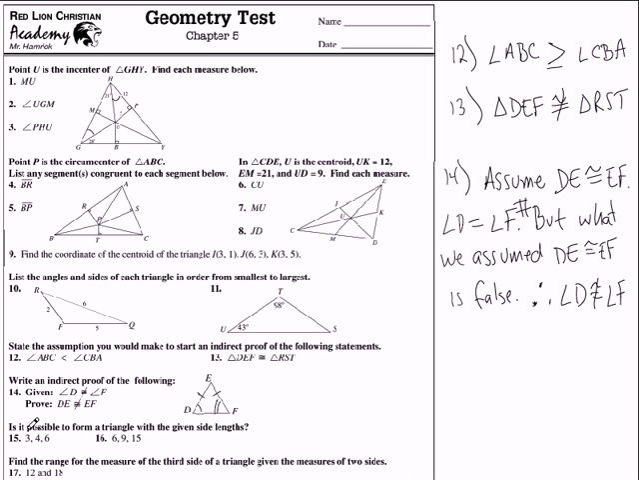All right, let's go on to the next one. Is it possible to form a triangle with the given lengths? So I've got 3, 4, and 6. There's just a little trick to this. I'm not going to go through the whole explanation of how we came up with this, but you should be able to do this pretty easily.